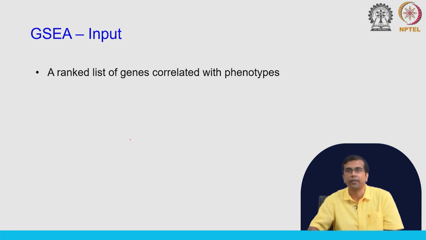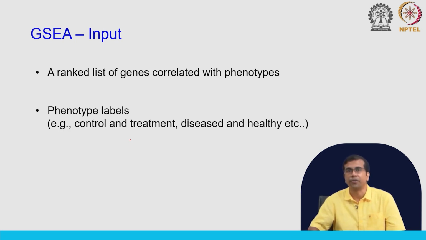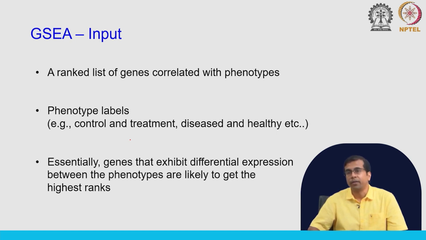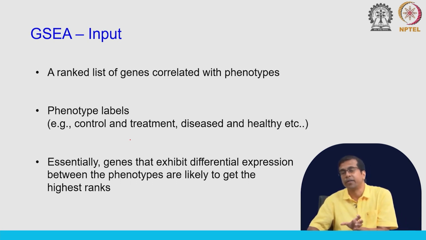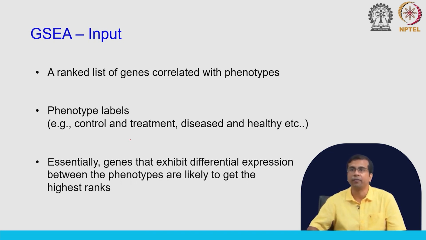It means you have to sort this list according to their correlation with phenotypes. And you also have phenotype labels. For example, you have control versus treatment labels, disease versus healthy labels, etc. And it essentially boils down to the genes that exhibit differential expression. But here you are not providing only the list of differentially expressed genes. The differentially expressed genes between these two levels will come at the top. They will get the highest ranks because they are able to differentiate between these different phenotypes.